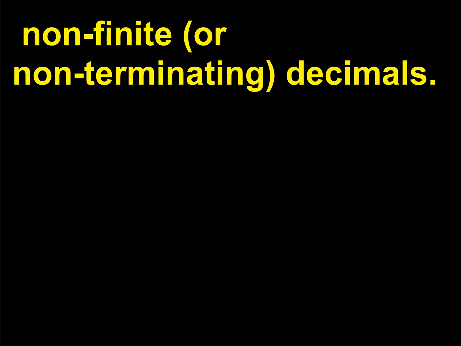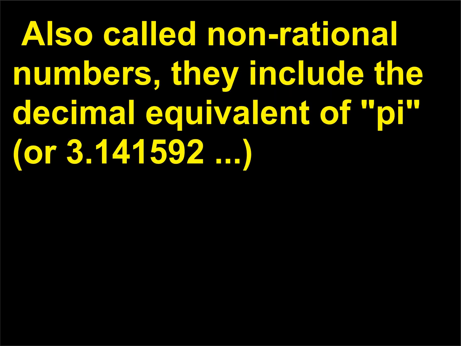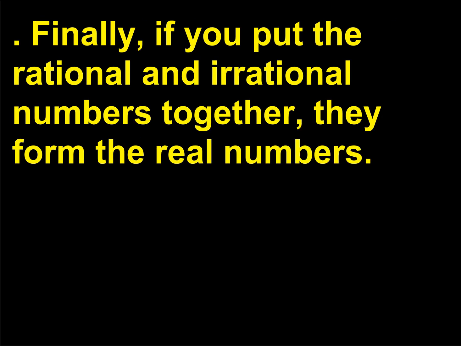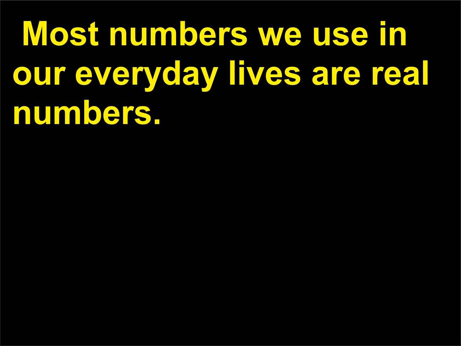On the other hand, irrational numbers are all the numbers that can be written as non-repeating, non-finite, or non-terminating decimals. Also called non-rational numbers, they include the decimal equivalent of pi, or 3.141592. Finally, if you put the rational and irrational numbers together, they form the real numbers. Most numbers we use in our everyday lives are real numbers.